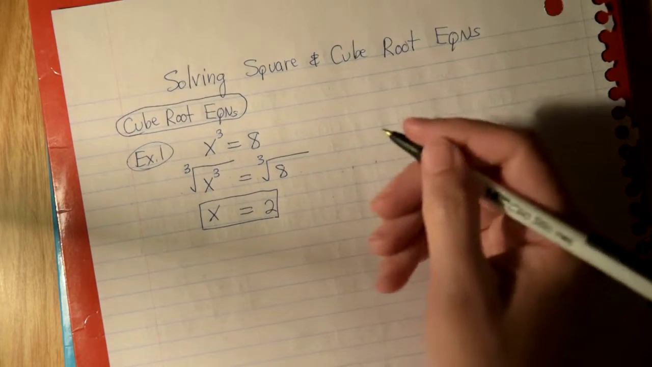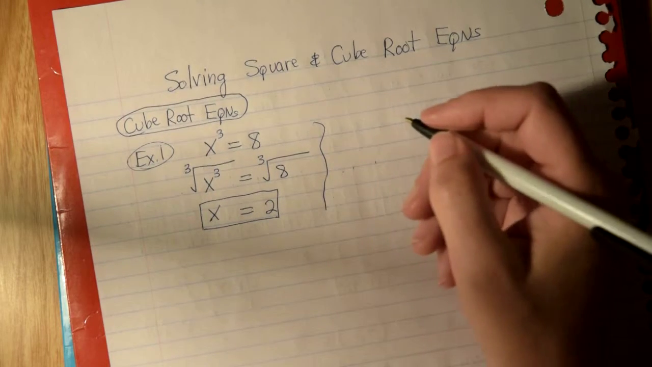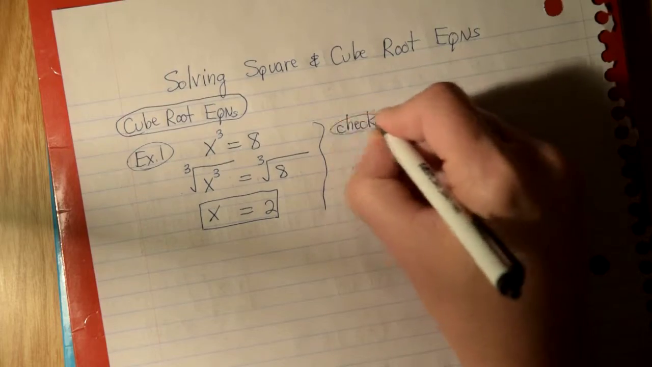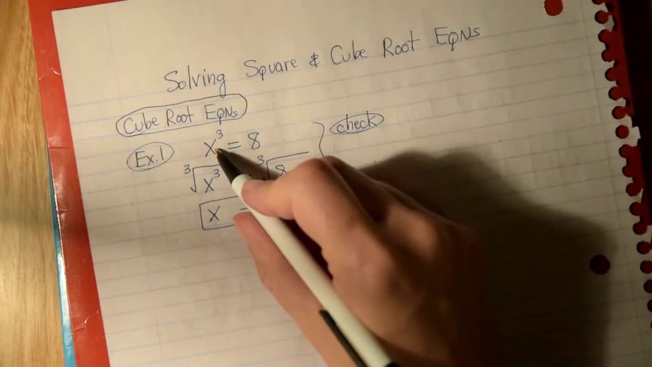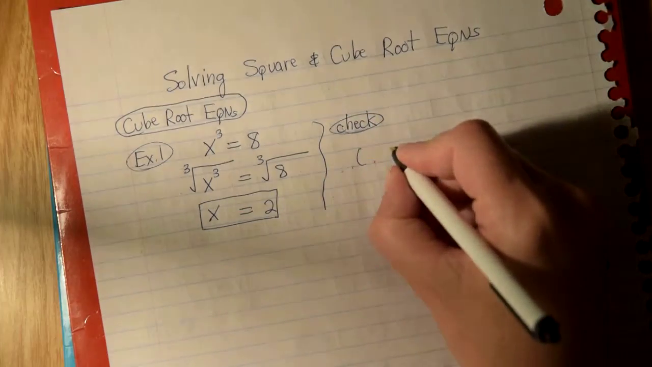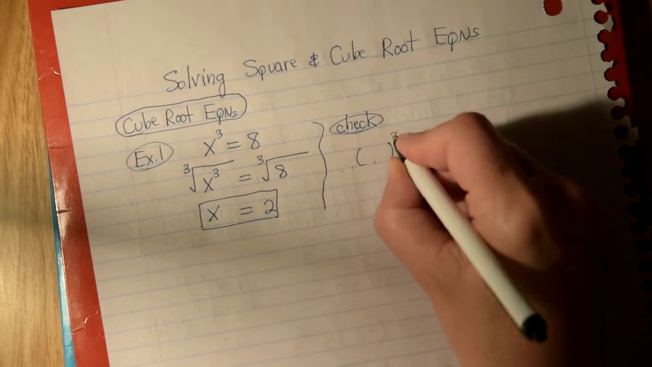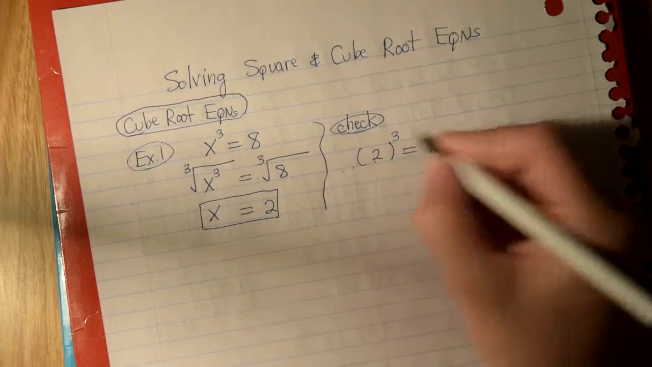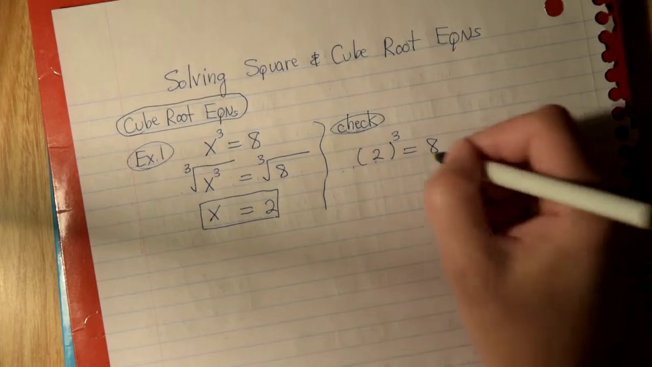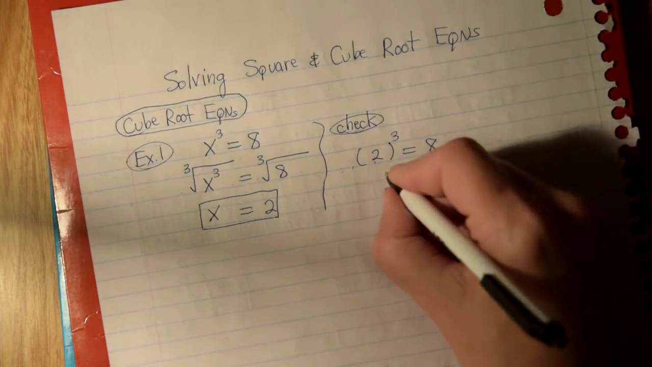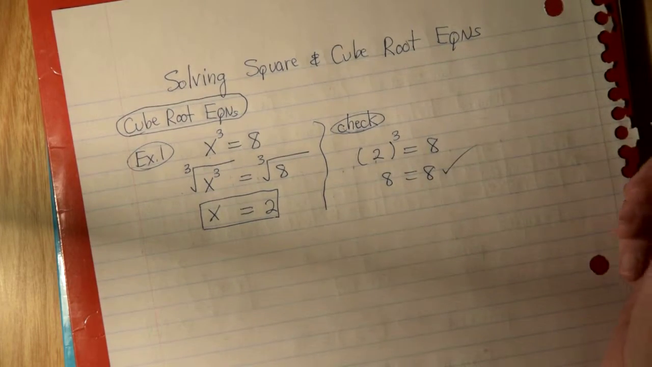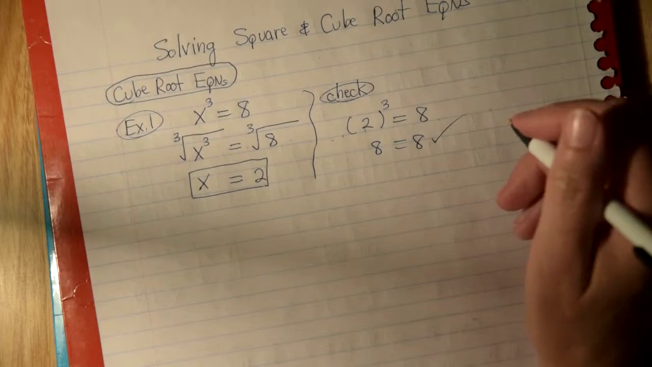Box or circle your answer, and then you have to check. So go back to your original equation, put a parenthesis where the x is, and plug in your answer, 2. Make sure that this really does equal 8. Don't try to fake your checks. And you've got to write this step, 8 equals 8, because it's almost like a proof we're doing.